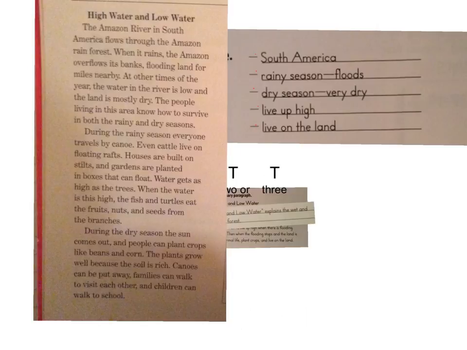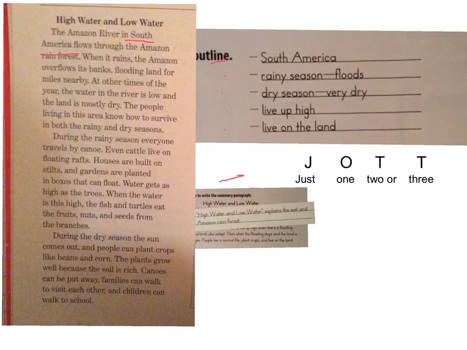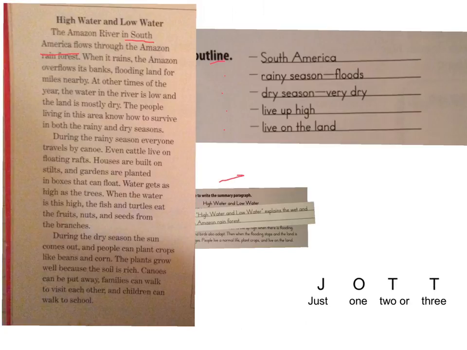The first big idea is, where are we talking about? We're talking about the Amazon River in South America. So I am just going to write South America. I am not going to use a complete sentence. You are using basically what we call jot. And jot works like this: just 1, 2, or 3 words. You're using phrases, not complete sentences. So our first phrase is South America.